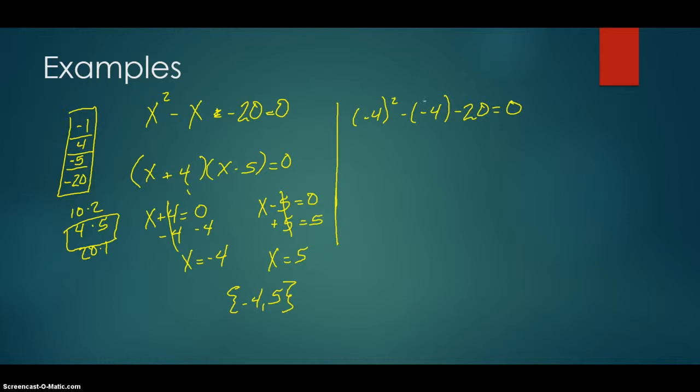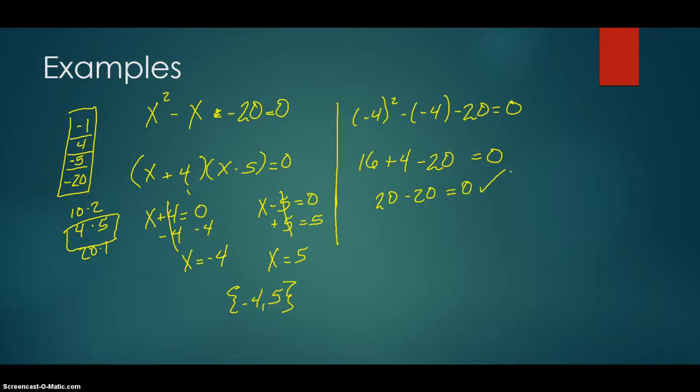If you've noticed, I use parentheses everywhere I substituted a number. So let's work through that. A negative 4 squared gives me 16. This negative and a negative here are in a multiplying situation, so that negative and a negative give me a positive, and then I subtract 20. So look what I've got here. I've got 16 plus 4, which is 20, minus 20 equals 0. And it's a true statement.